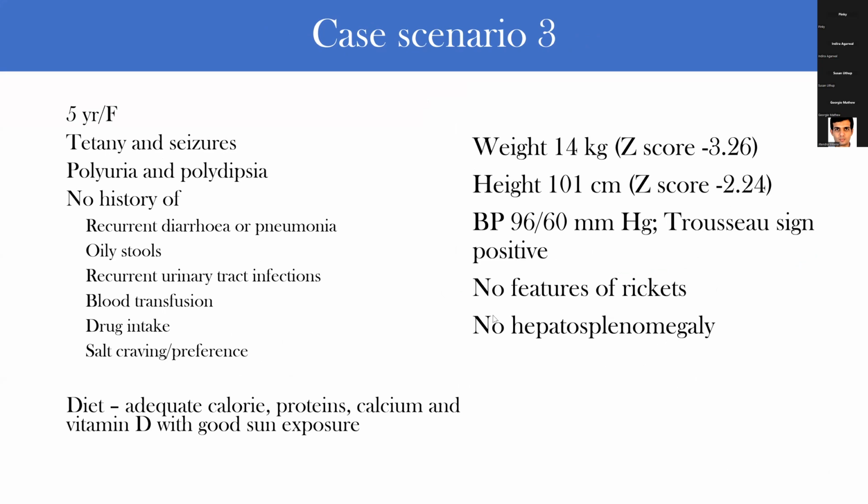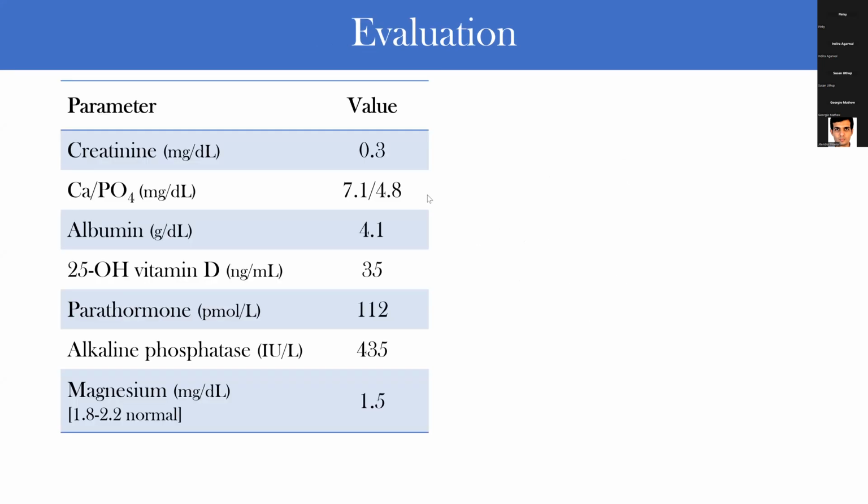So what are we dealing with here? We are dealing with the polyuric polydipsic phenomenon with features of hypocalcemia. So how do we go about an evaluation? Again, we do the workup. First and foremost, you do the glomerular filtration. Yes, the glomerular filtration is normal, evidenced by the creatinine of 0.3.